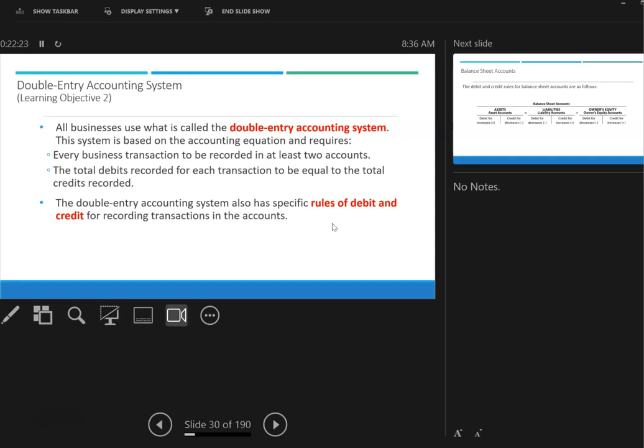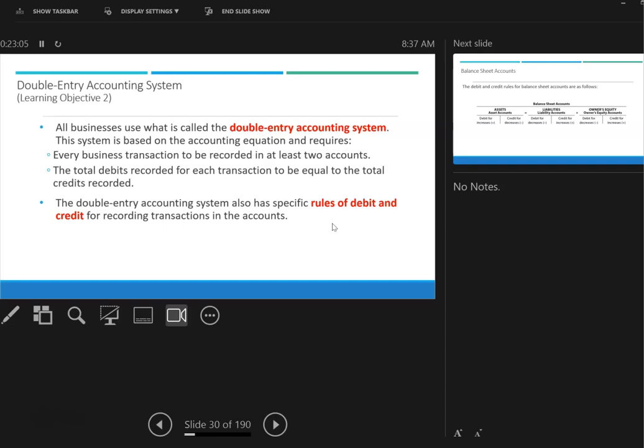All businesses use what is called the double entry accounting system. Basically, every business transaction is going to be recorded in at least 2 accounts. Could be more, but it's going to be at least 2 accounts. Remember when we talked about Joe Blow puts $25,000 into the business? And we go, okay, what's one account that's been affected? And then we go, well, what's another account? That's the double entry system. Does that make sense? There's always at least 2 accounts being affected.